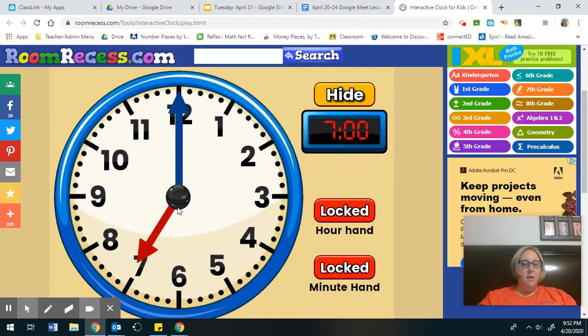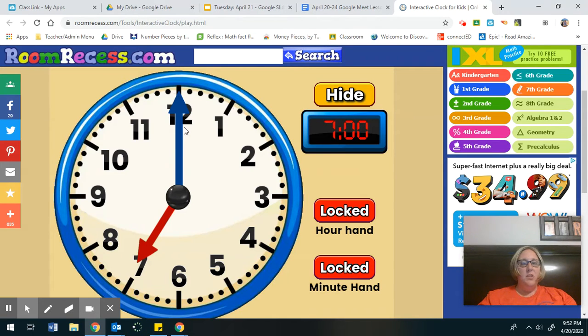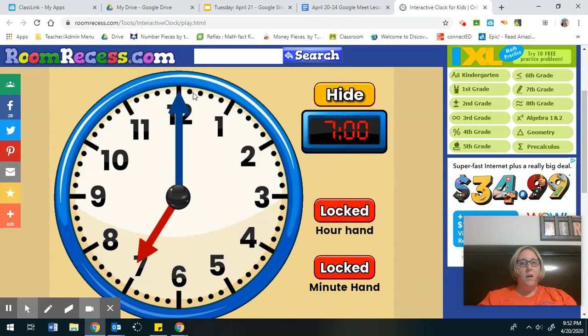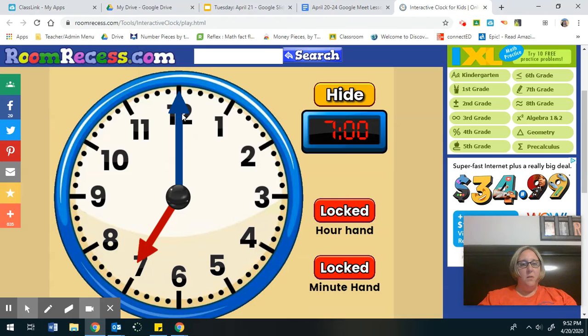So for this clock, the short hand is pointing to the 7, so it's 7 o'clock, and the long hand tells you the minutes. When the long hand is pointing to the 12, that means it is o'clock. O'clock means it is a new hour. So right now my clock is 7 o'clock.